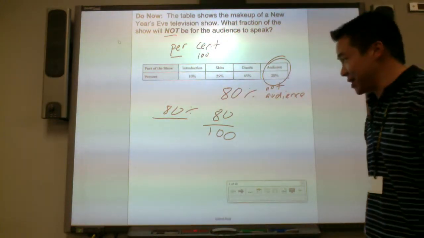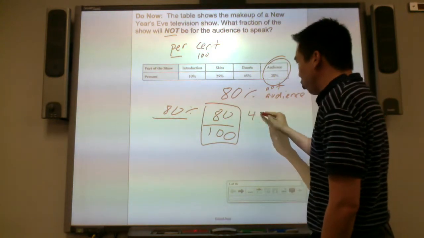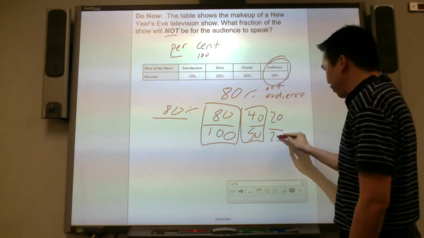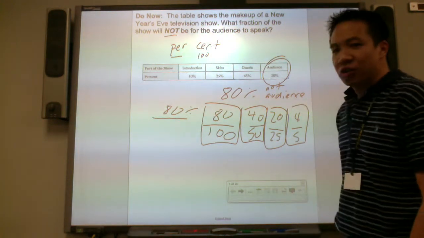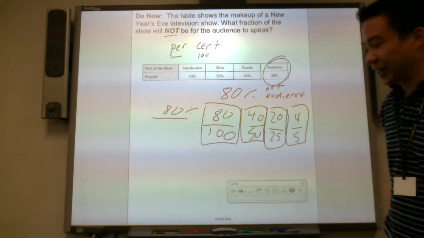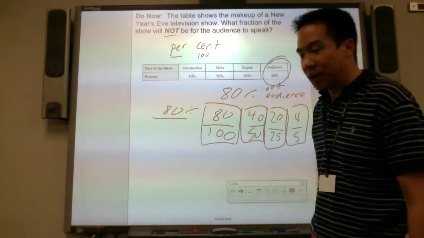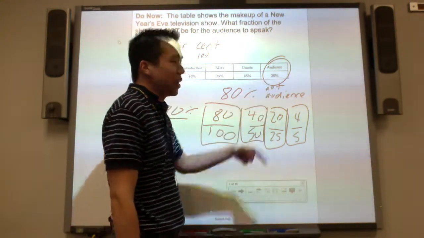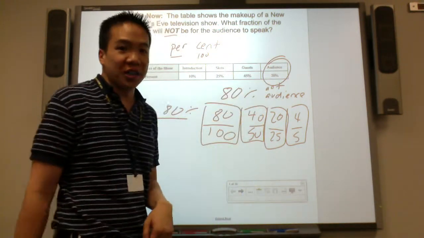Of course, you can break this down. We have 80 out of 100. We could break it down to 40 over 50. You can also break it down to 20 over 25, and divide both numbers by 5 and you get 4/5. Some of you might say, why don't you just divide both numbers by 20 and get 4/5 right away? That is definitely the case. That would save you so much time to find the greatest factor you can divide both of these by. So 4/5 of the show is not spent for the audience. That means 1/5 or 20% of the show is spent for audience participation.